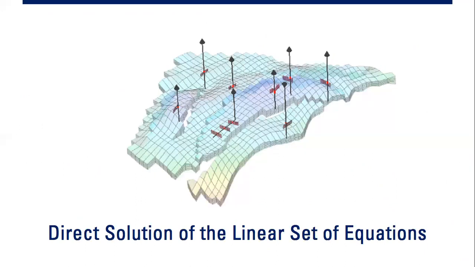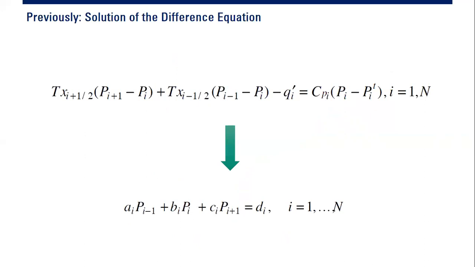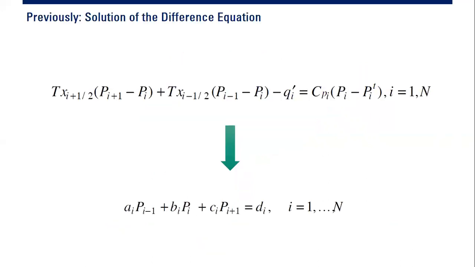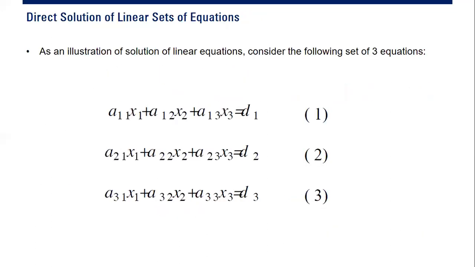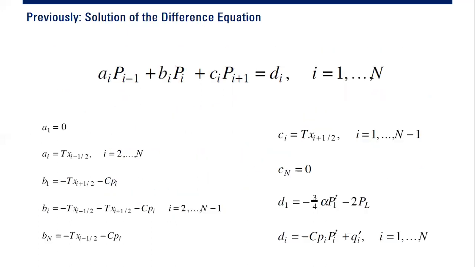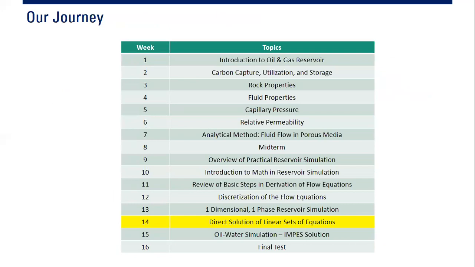To summarize all of the slides here, we get the flow equation, we know the grid system that we have, and we realize that we have sets of linear equations, maybe many equations. We will solve that using a matrix approach, and we can do a direct solution using the Gaussian elimination method. This class explains the Gaussian elimination method to get the solution, which in this case is the pressure distribution across our reservoir. So that's the direct solution of linear sets of equations.